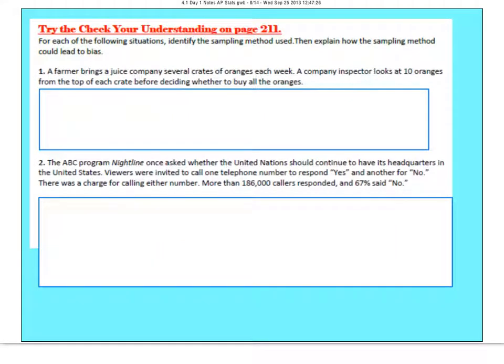Let's continue on and identify the sampling method used and explain how this could lead to bias. Question 1 here. A farmer brings a juice company several crates of oranges each week. A company inspector looks at 10 oranges from the top of each crate before deciding whether to buy all the oranges. What type of sampling is going on, and could this lead to bias? Is it a convenience sample or voluntary response? Clearly in this case, it is a convenience sample that we're seeing.